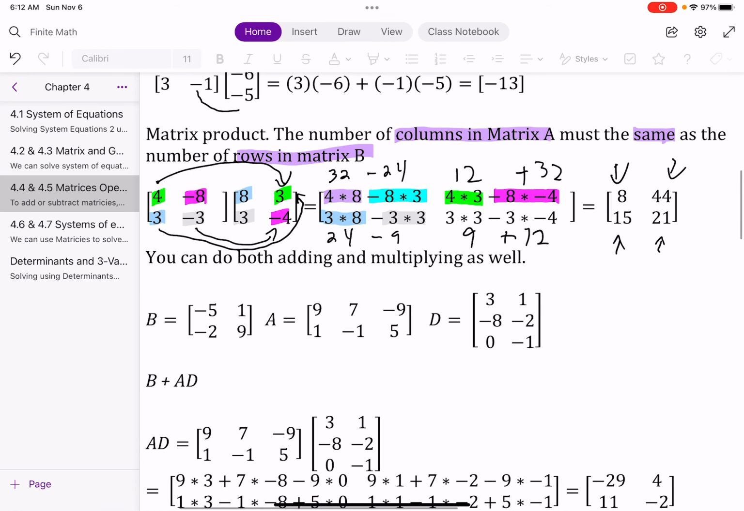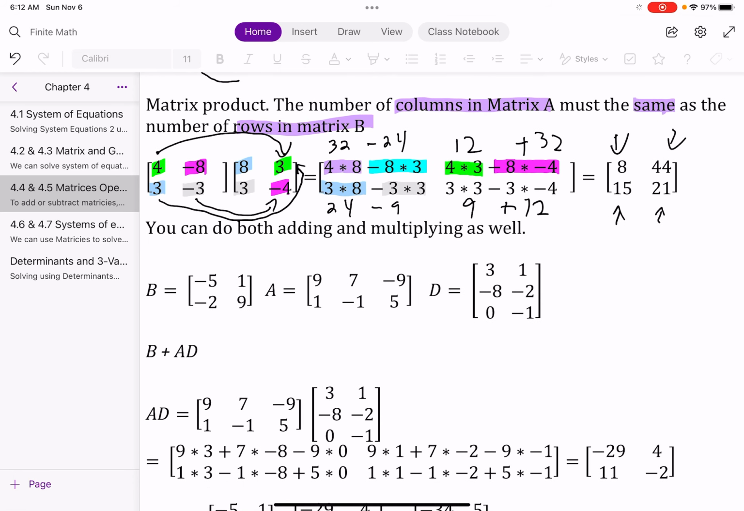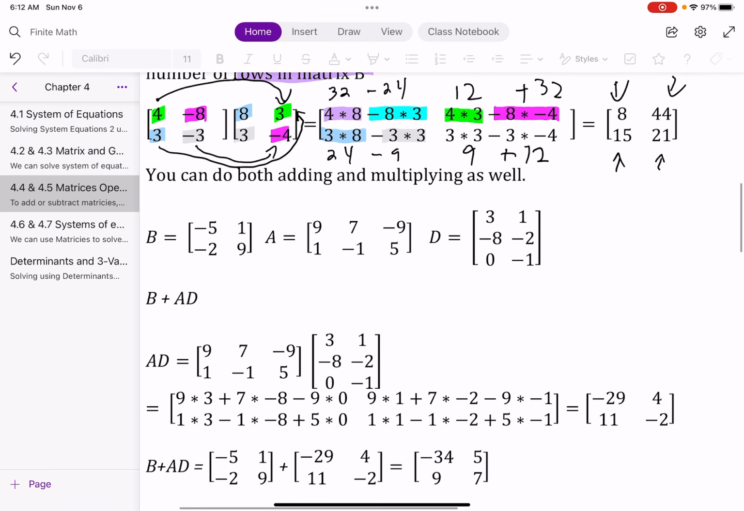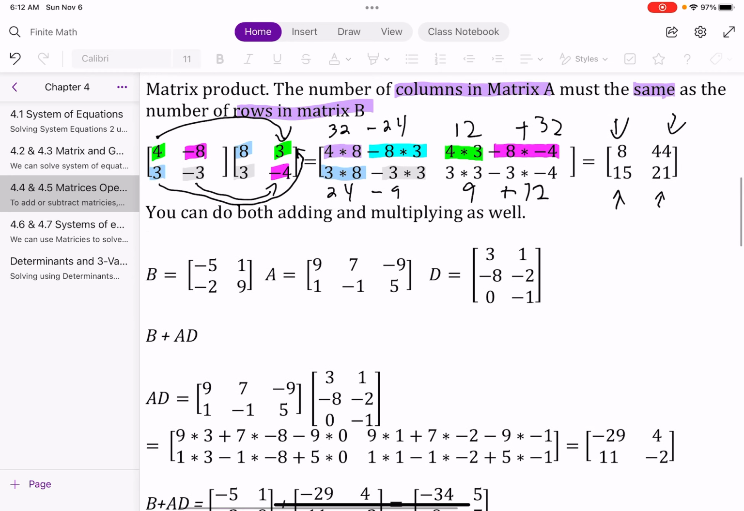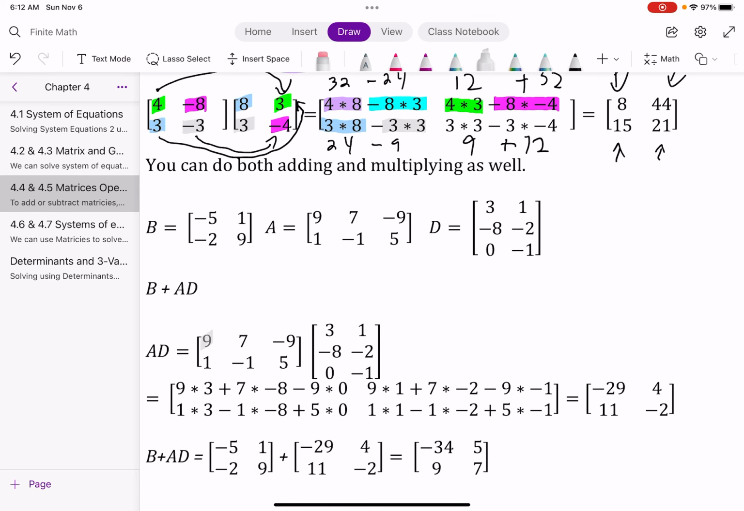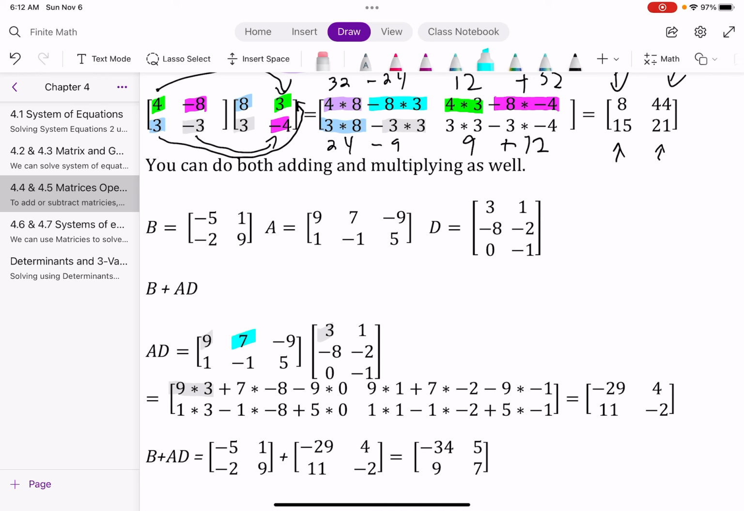And we can do a problem where we're adding and multiplying at the same time. Just like PEMDAS, we do multiplication then add. So B plus AD, I'm going to take and multiply A and D together. And I have it all written out here. Again, first row multiplied by the first column. So I'm just going to do just that one so I don't make it too difficult to read here. So we're going to multiply 9 times 3. And then 7 times negative 8.